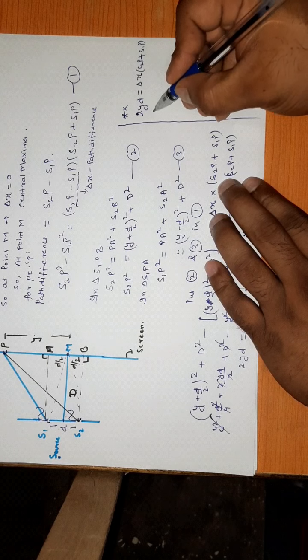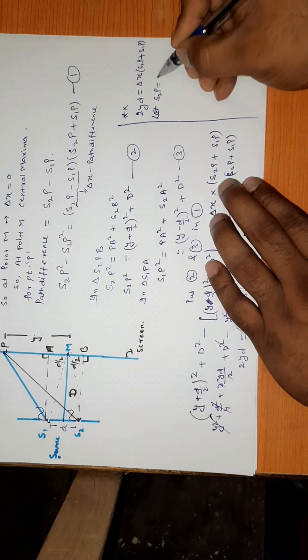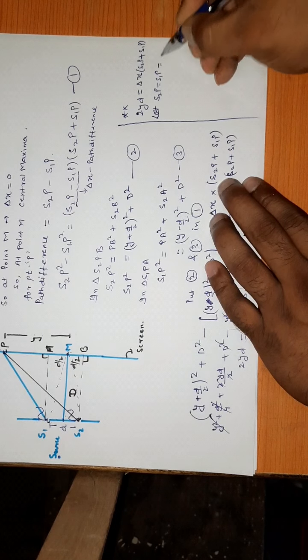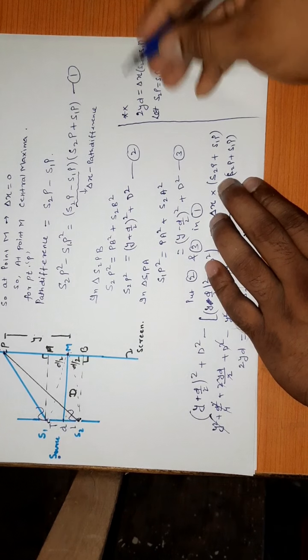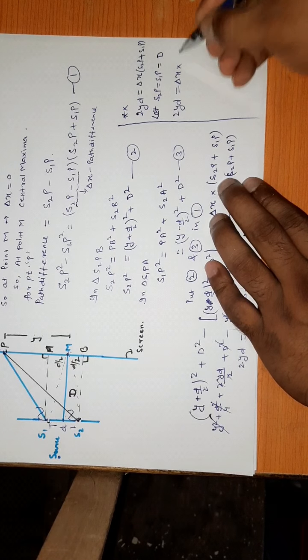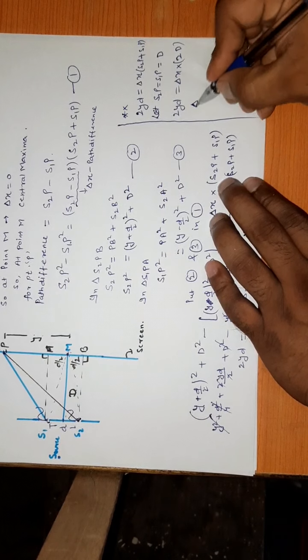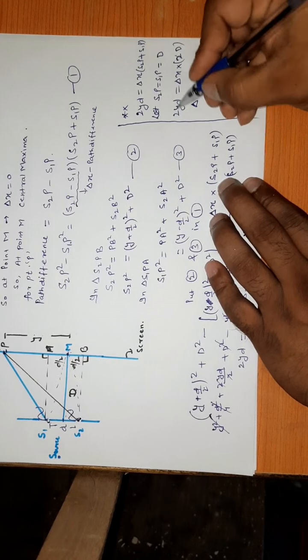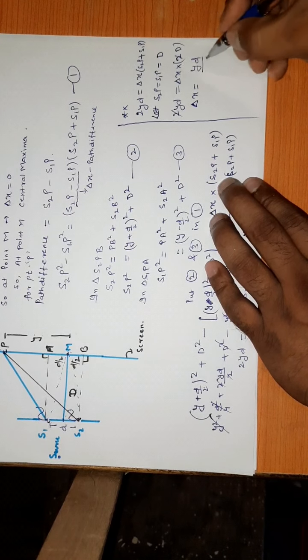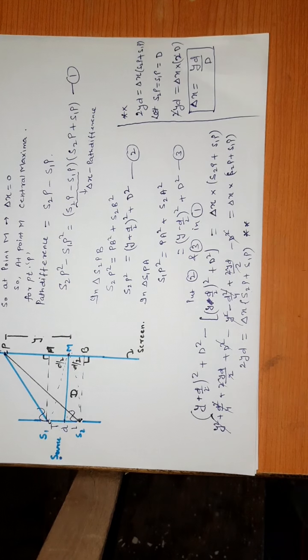So we can write, let or suppose S2P is equal to S1P is equal to capital D. When we suppose that, yd is equal to delta x, D plus D is how much, 2D. Solving, delta x will come to be yd upon D. So we have got the formula for path difference.